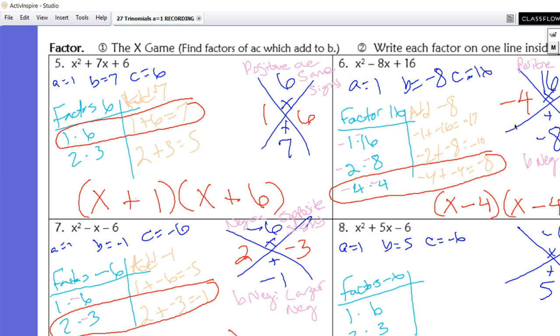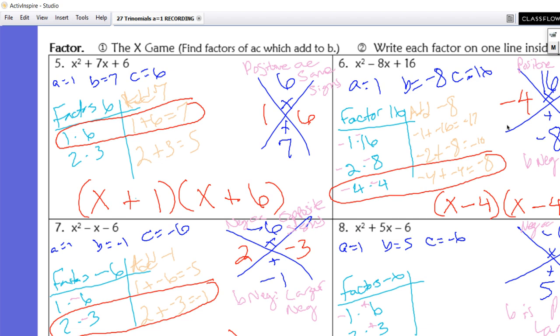Now we're going to think about the positive negatives. So AC was negative, so that means opposite signs. B is positive, so that means the larger is positive. So when I look through these ways to multiply to the negative 6, the larger one needs to match B's sign. And that means the smaller is going to get that negative sign. Because again, we're trying to multiply to a negative 6, so we have to have one positive and one negative.